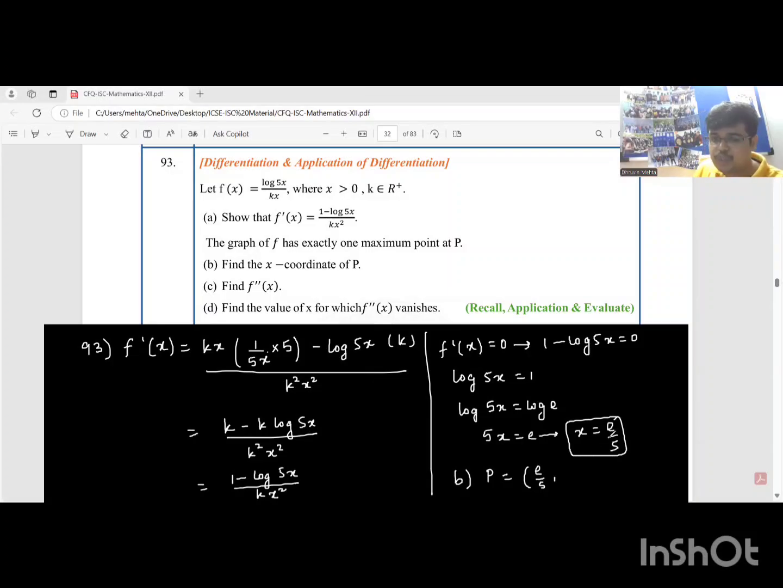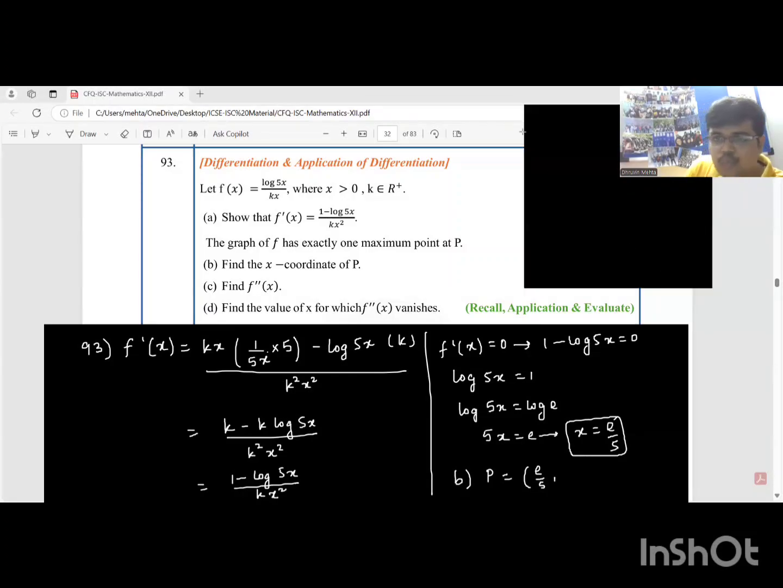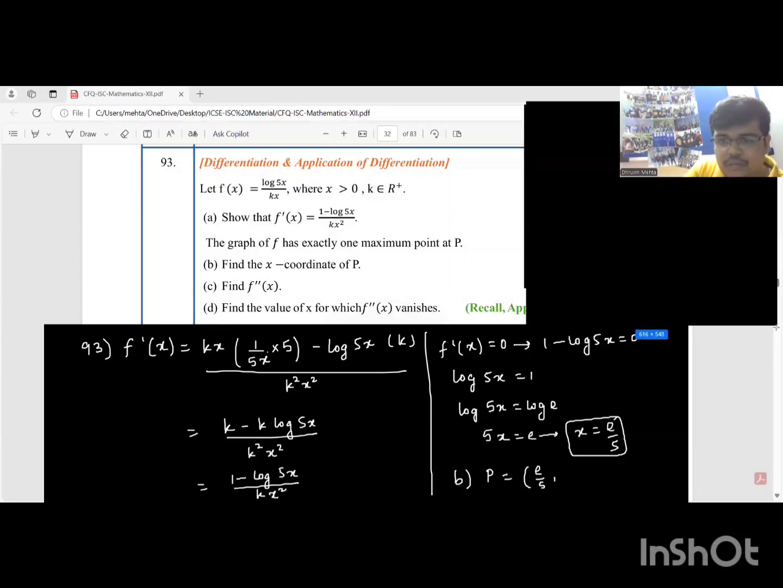For the y coordinate, we should substitute this in the original function. So let us do that working and find out the y coordinate for P. Now for P, students, the y coordinate will substitute in y is equal to log of 5x upon kx. So we have y is equal to log of 5x upon kx.